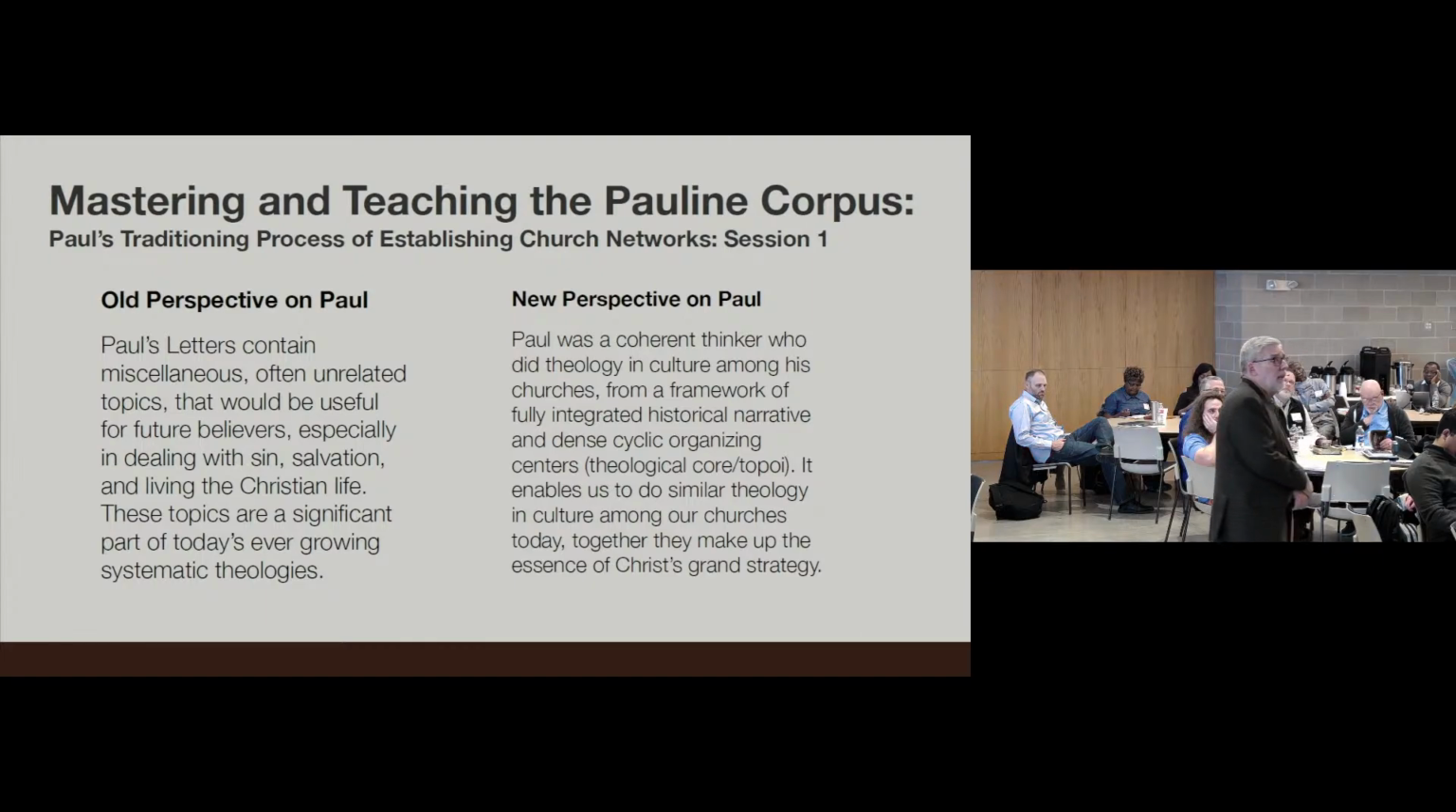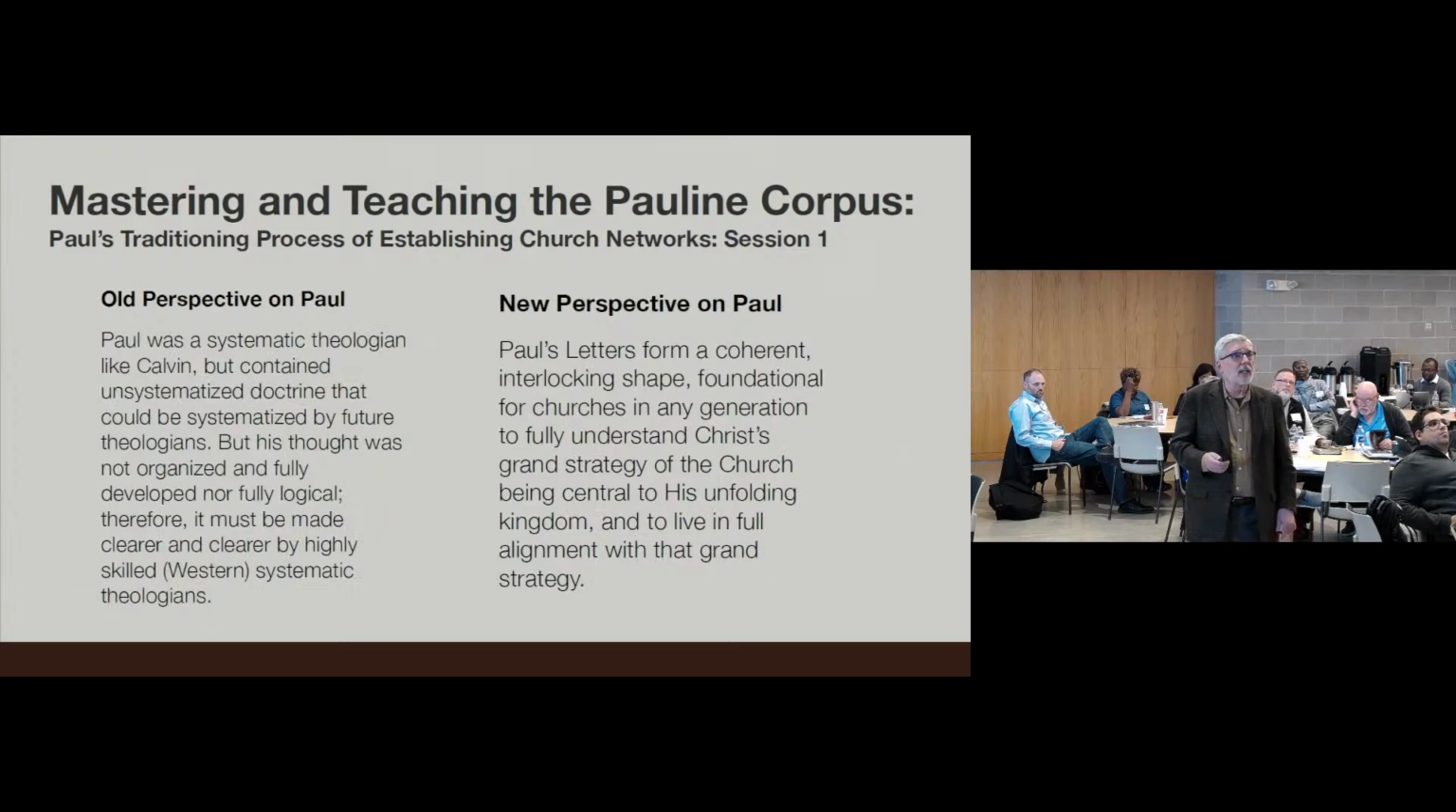New perspective on Paul: Paul was a coherent thinker who did theology in culture among his churches from a framework of fully integrated historical narrative and densely cyclical centers. It enables us to do similar theology amongst our churches today, and together they make up Christ's grand strategy.